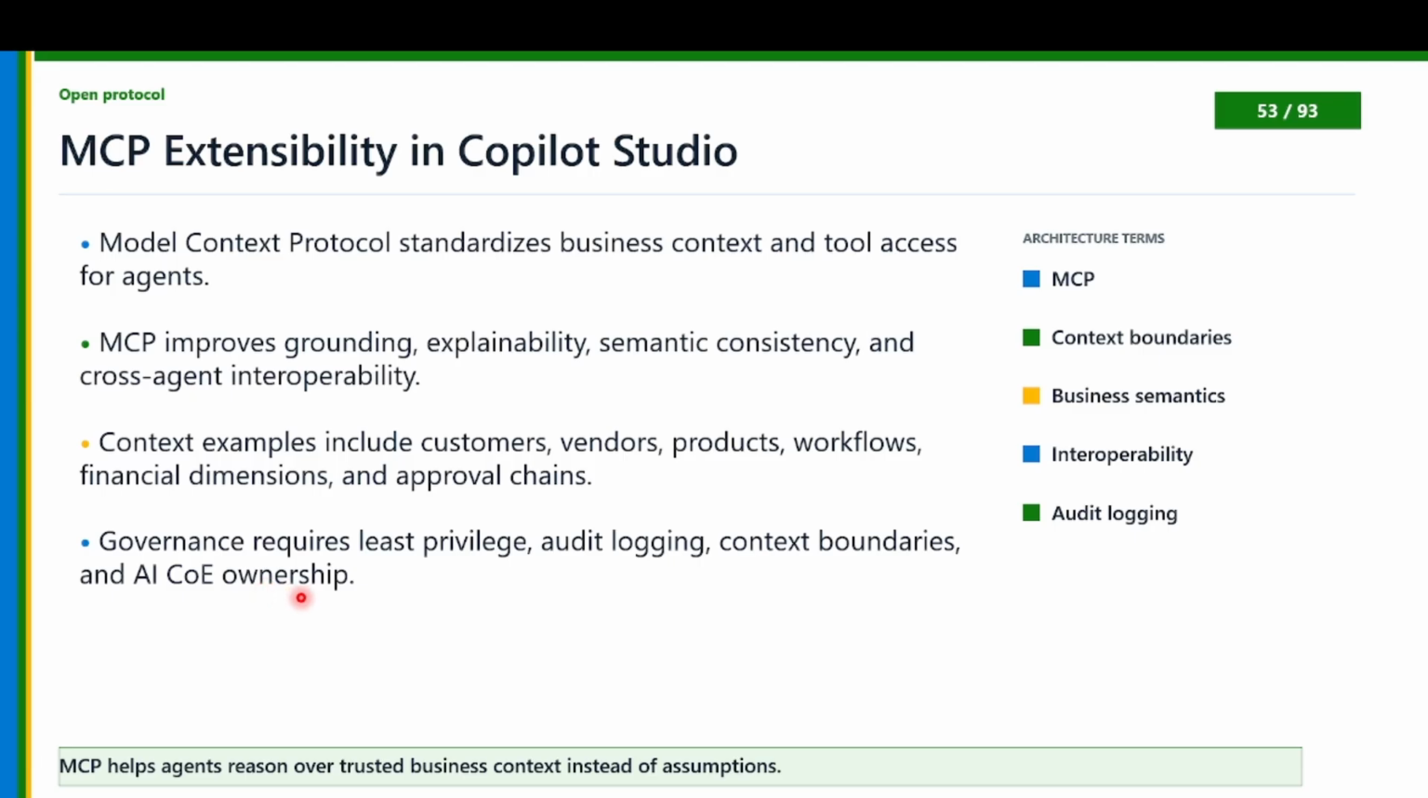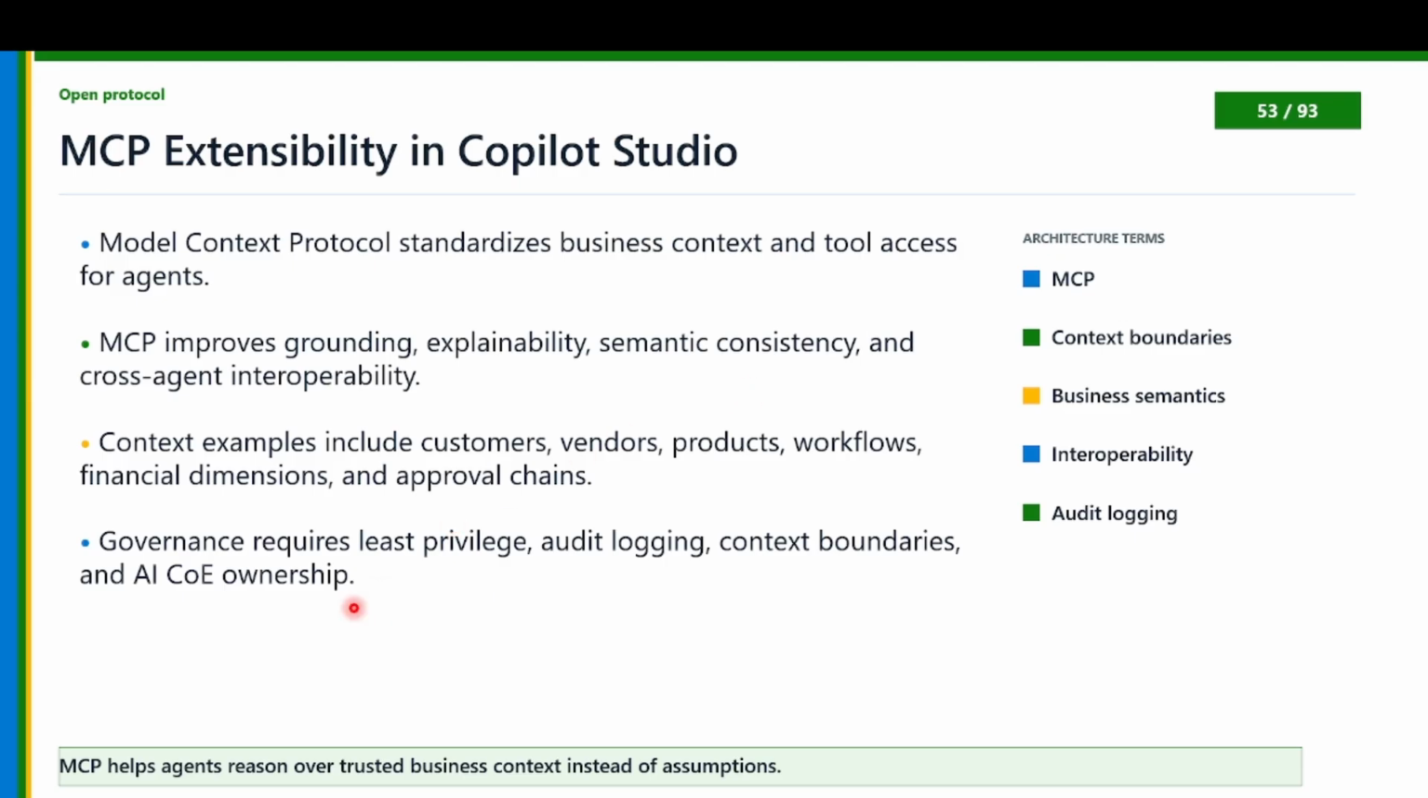An AI center of excellence. So we have said several times that every agent should have an owner. When we are talking of owner here, we are talking of a human owner. There should be an employee that will be responsible for every agent that you are designing.